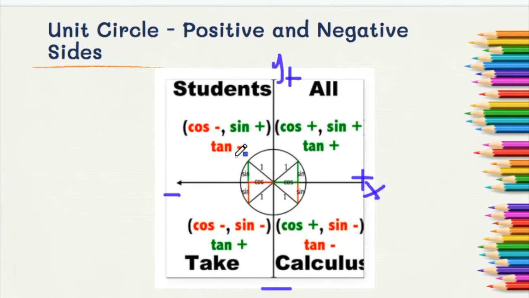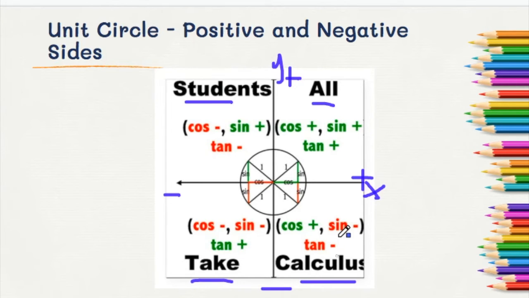Now the third quadrant is T, for Take. Cosine and sine are both negative. Tangent is the only one that's positive there because negative divided by negative is positive. In the last quadrant, cosine is the only one that's positive, sine and tangent are negative, so C in Calculus stands for cosine is positive, and that's why we call it All Students Take Calculus. So all of them are positive, sine is positive, tangent's positive, and cosine's positive.